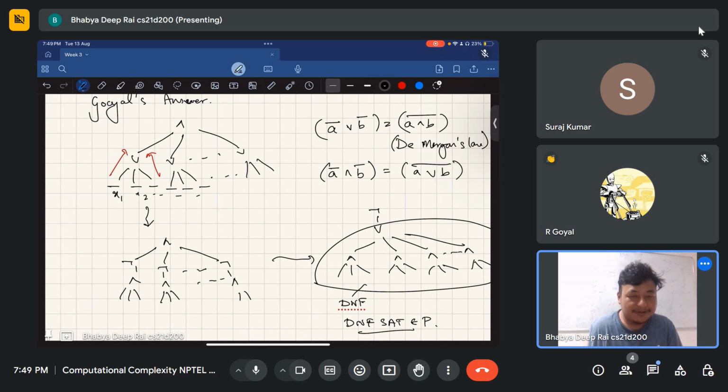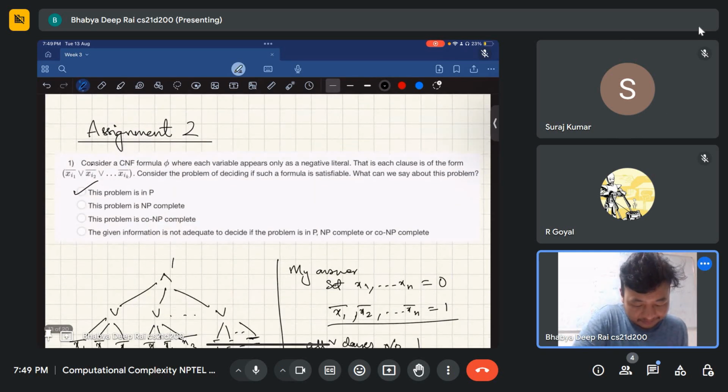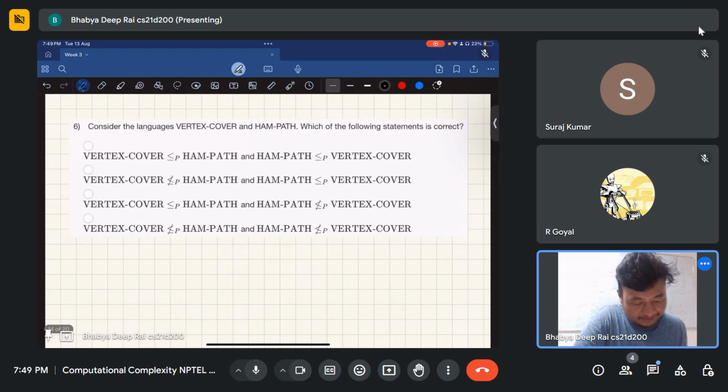Right. Good. Yeah, Goel, you have a question? Oh, okay. It's a clap sign. I thought it was a single hand sign. Okay, good. Suraj, is it clear? Yes, sir. Right, good. Okay.